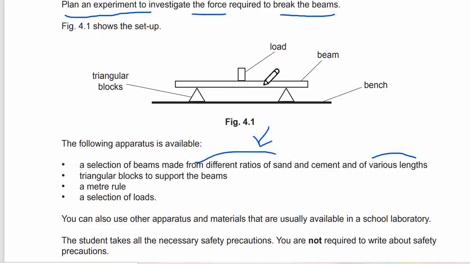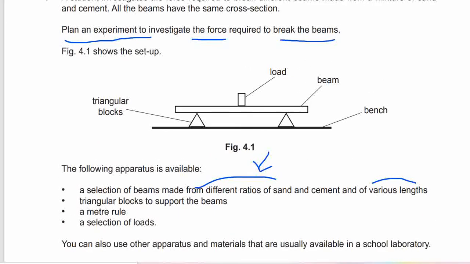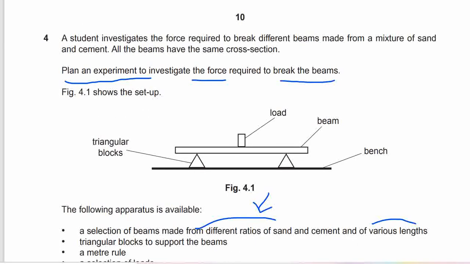There will be already 3 points, and of course we have to use at least six data, and each data is repeated 3 times. Take average and discard the anomalous result. That will be 4 or 5 points, and then display the data in the graph. You can show the graph and first put in the table. So there will be up to 7 points.